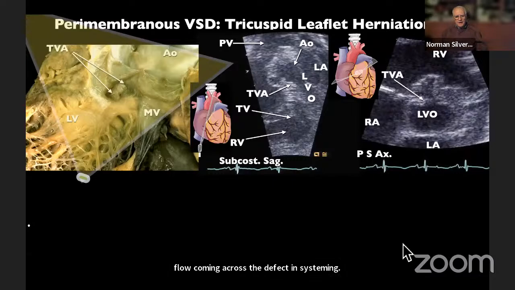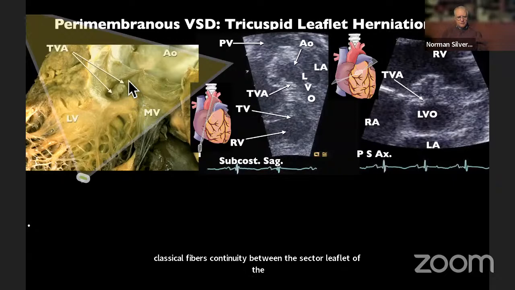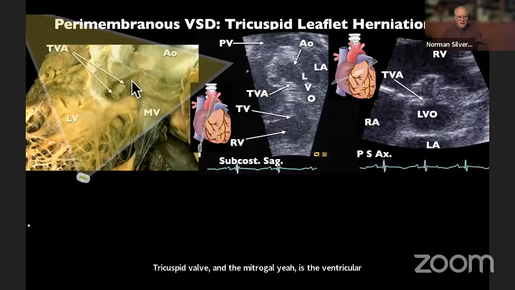And we can look at the left ventricular aspect of ventricular septal defects. And here we can see the septal leaflet of the tricuspid valve herniating through this ventricular septal defect with the classical fibrous continuity between the septal leaflet of the tricuspid valve and the mitral valve. Here is the ventricular septal defect underneath the left aortic fibrous trigone between the right and non-coronary cusp, right over there. And here's the defect herniating through there.